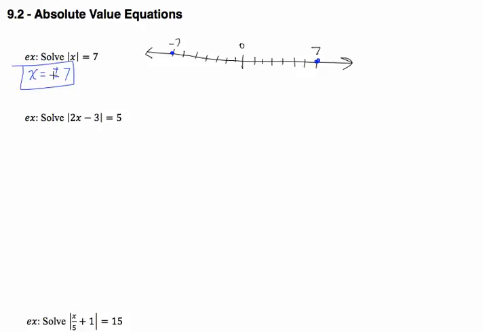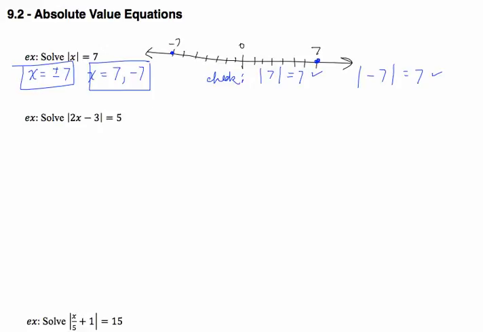When you write it like this with a plus or minus, that's the same as saying x equals 7 or -7. And that's true because, let's check, if you plug that in, you get the absolute value of 7 equals 7. Well, that's true because the absolute value of 7 is 7. And if you plug in the other one, you get the absolute value of -7 is 7, which is also true.